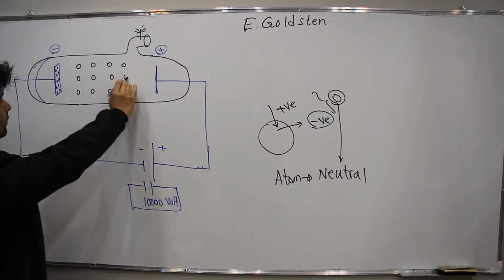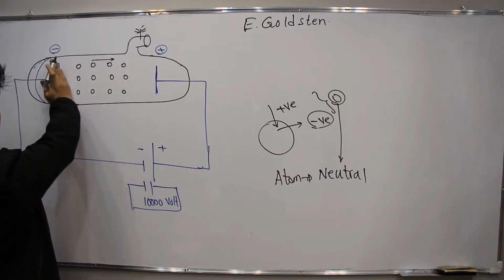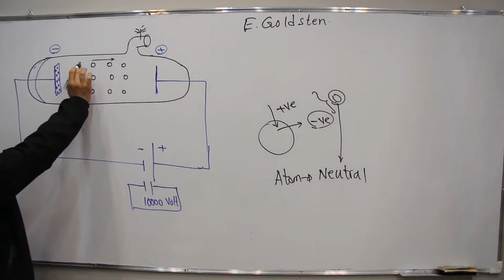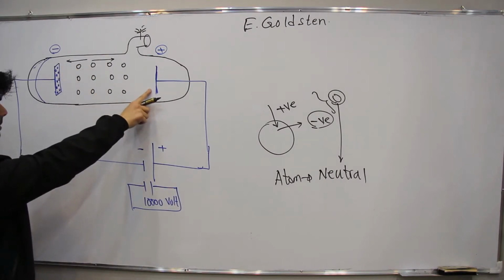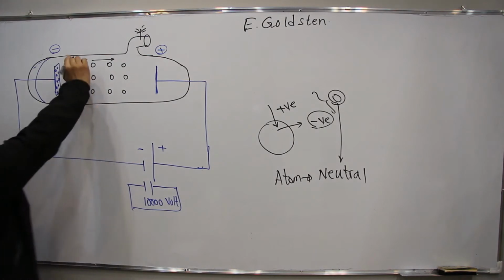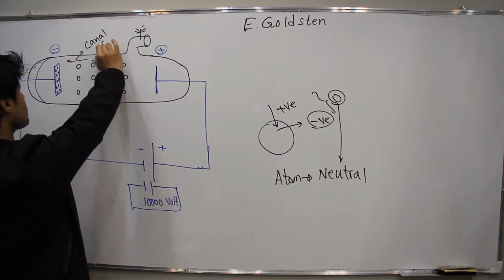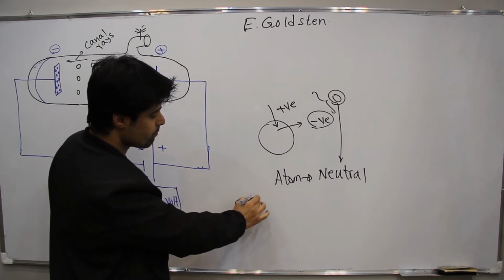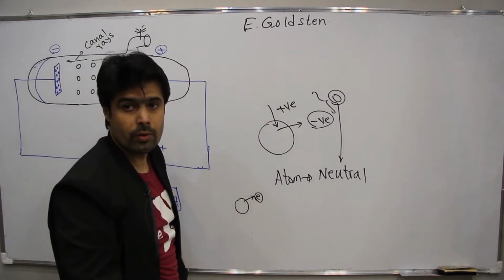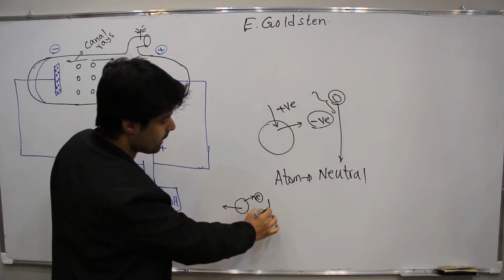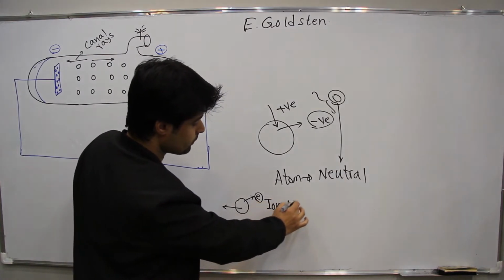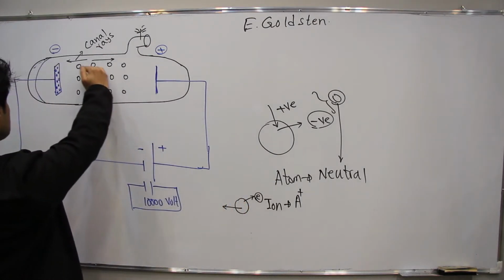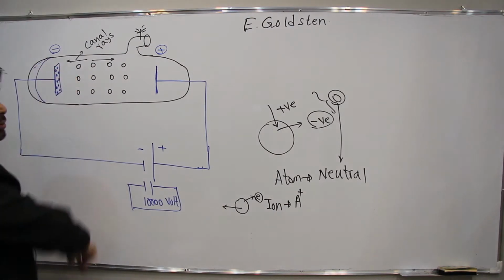In the previous lesson, there was a ray going from the negative side to the positive side, which was called cathode rays. Right now, there are rays going from the positive side to the negative side, and these are called canal rays. Canal rays means if we have an atom and we remove its electrons, maybe 1, 2, 3, or 4, the remaining atom is an ion with a positive charge, an A plus. Now the A plus is going from the positive side to the negative side through these vacuum holes.